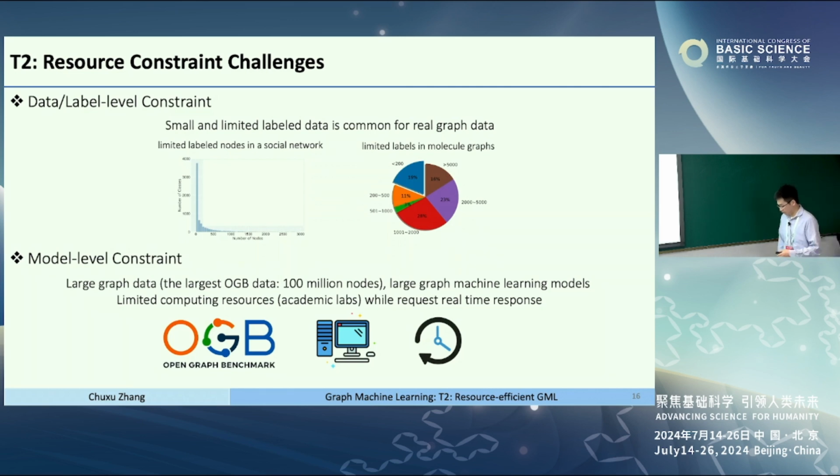Currently, graph data become larger and larger, right? Like the largest Open Graph Benchmark data has more than 100 million nodes. And we are trying to build some large graph foundation models with a lot of parameters, which is inspired by the large language model, right? We try to build large graph foundation models with a lot of parameters.